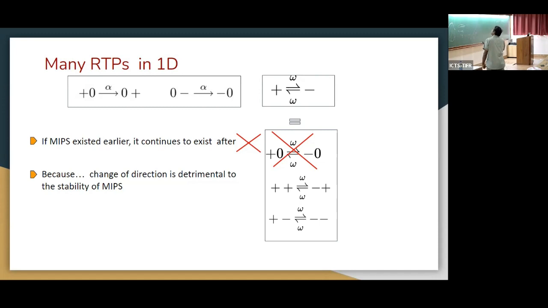Because what is happening is that this flipping is just destroying the jammed state, right? So if you delete one of them, the flip will not occur. So if MIPS existed earlier, then just by doing this, MIPS will not disappear. It will occur more. Okay. So basically, change of direction is detrimental to the stability of MIPS. So deleting one rate is not harmful.